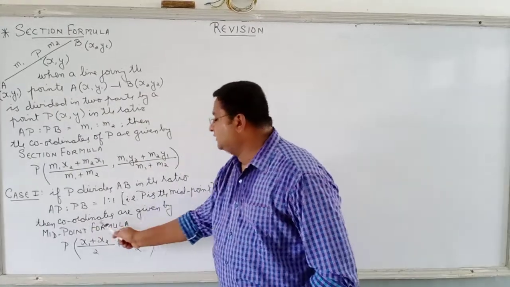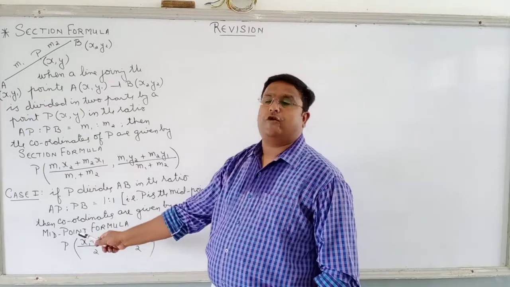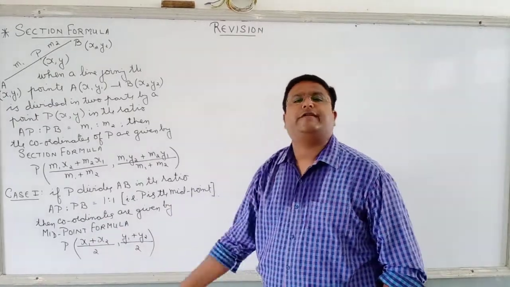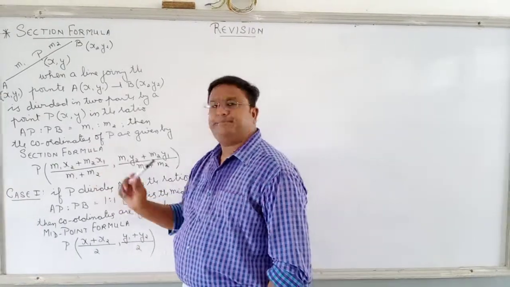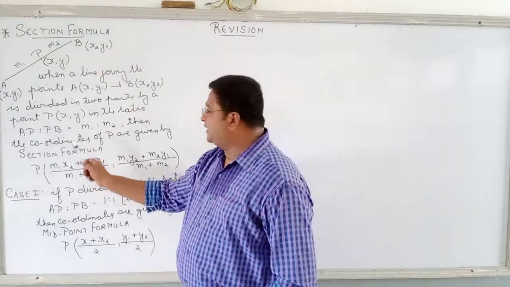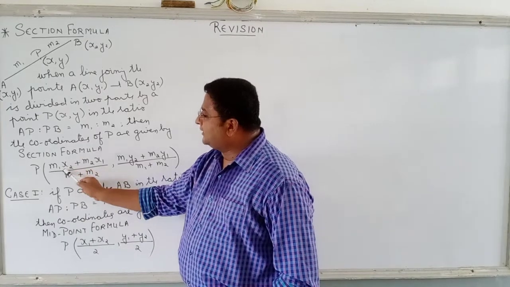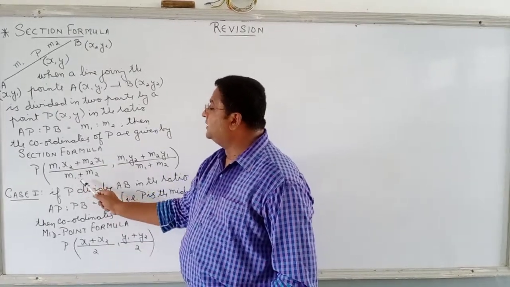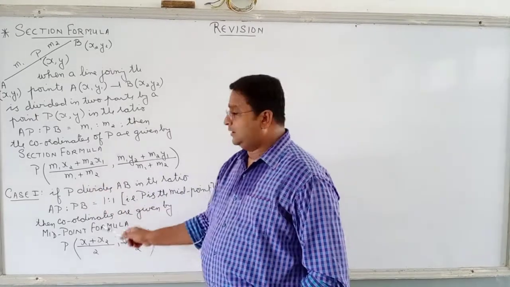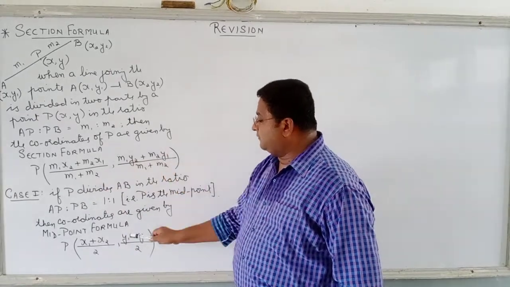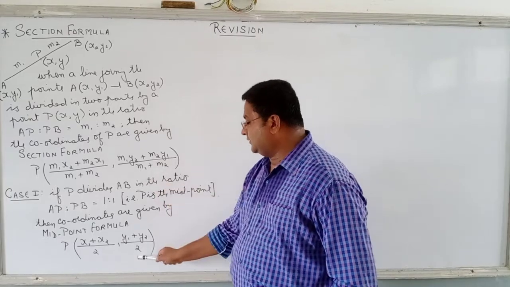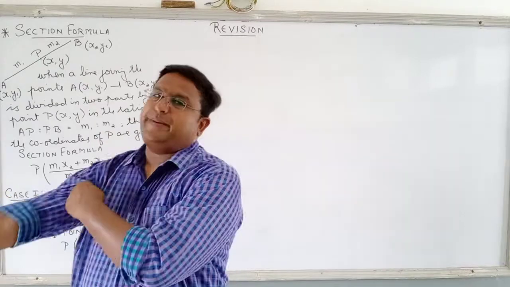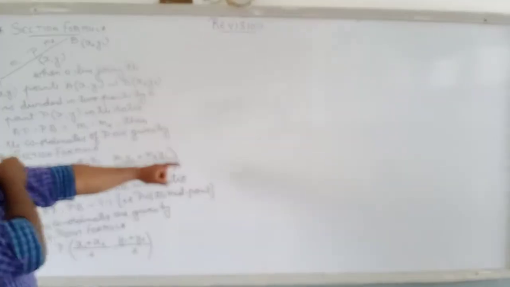And the coordinates of the midpoint are given by the midpoint formula, that is x1 plus x2 upon 2 comma y1 plus y2 upon 2. Now from where does this formula come? It comes from the same. Just check. If the ratio is 1 is to 1, so 1 into x2 plus 1 into x1, that is x1 plus x2 upon 1 plus 1, and 1 into y2 plus 1 into y1, that is y1 plus y2 upon 1 plus 1, that is 2. Clear? So this exercise 7.2 is based on your section formula and midpoint formula.